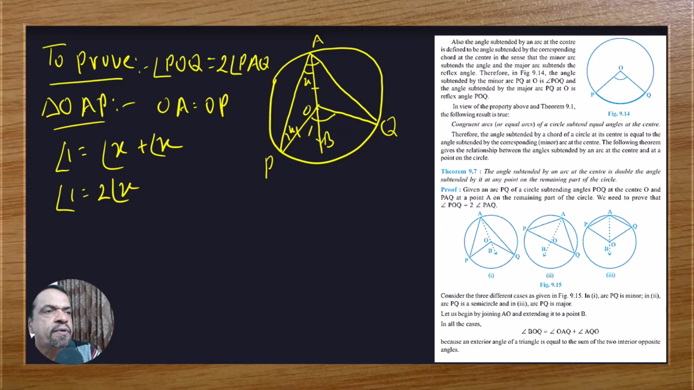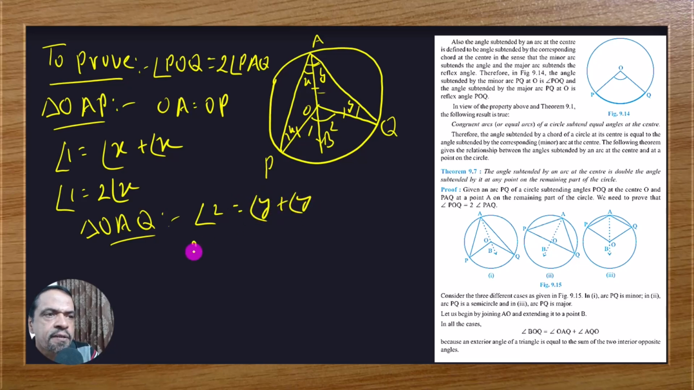In a similar way, see in triangle OAQ, these are radii, so the angles are equal. Suppose these are y, y, and suppose this exterior angle is 2. So angle 2 is y plus y. So angle 2 is equal to 2y.